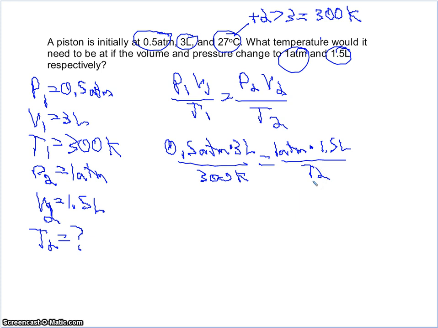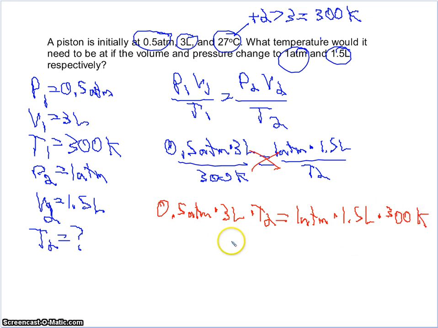Now I need to solve for T2. The problem is it's on the bottom. Easiest thing to do here is to get rid of fractions by cross multiplying. Okay, so I'm going to cross multiply. You only need to cross multiply when the variable you want is on the bottom, remember. If I were solving for P2, it would actually take more time to cross multiply. So don't just do it without thinking, okay? So I have 0.5 atm times 3 liters times T2 equals 1 atm times 1.5 liters times 300 Kelvin.